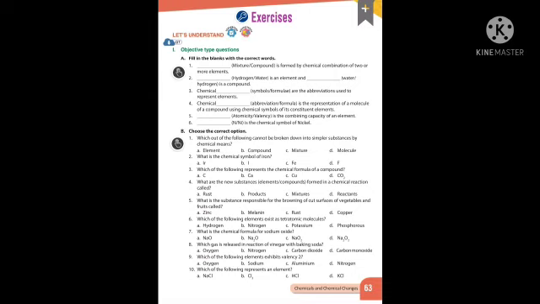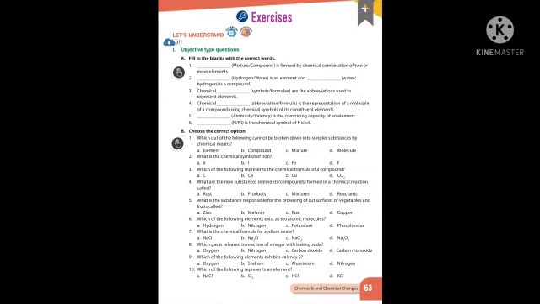First one: dash is formed by chemical combination of 2 or more elements, mixture or compound. What's the answer? Compound. Compound is formed by chemical combination of 2 or more elements. Second question: dash is an element and dash is a compound. Hydrogen is an element and dash is a compound, water or hydrogen? Water. So hydrogen is an element and water is a compound.